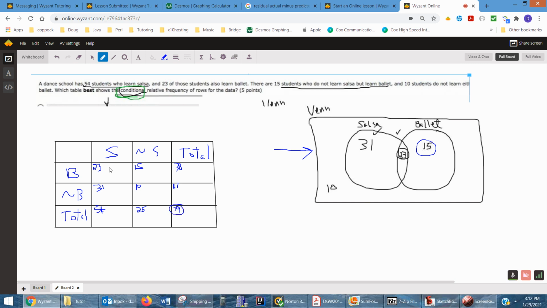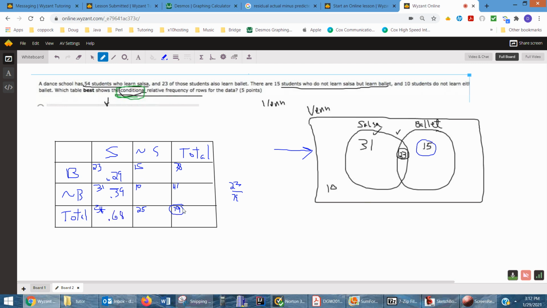And to convert these to relative frequencies, we divide each of these numbers by the total number of students. So 23/79. If you go to Desmos or get a calculator out, you find that's 0.29. So that's the relative frequency for both salsa and ballet. 31 out of 79 is about 0.39. So this is 0.68 total.